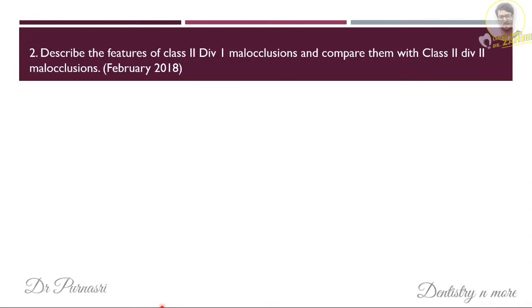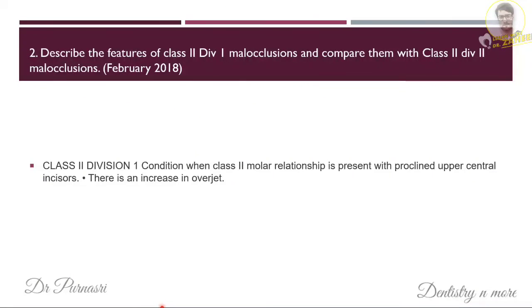The next question is: describe the features of class 2 division 1 malocclusion and compare with that of class 2 division 2 malocclusion. So basically you have to compare division 1 and division 2 malocclusion here. Class 2 division 1 is a condition where the class 2 molar relation is present with proclined upper central incisors and there is an increased overjet. So there are two main points, the proclination and the increased overjet.